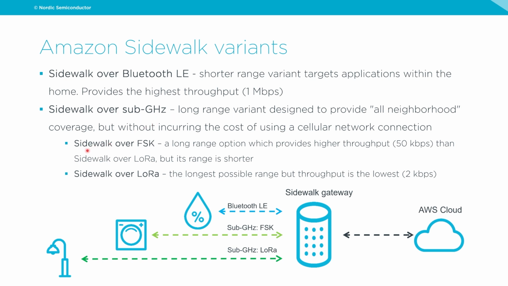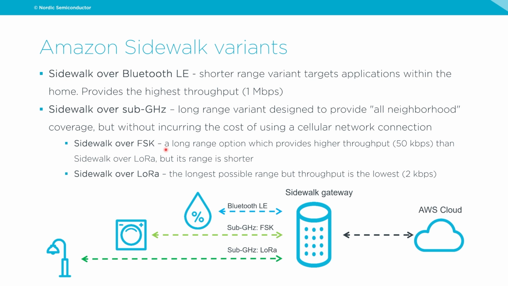Within sub-gigahertz, there's Sidewalk over FSK and Sidewalk over LoRa. LoRa offers the longest range, but it has the lowest throughput. And FSK is a little bit lower or shorter range than LoRa, but still longer range than Bluetooth LE and a little bit higher throughput than LoRa.